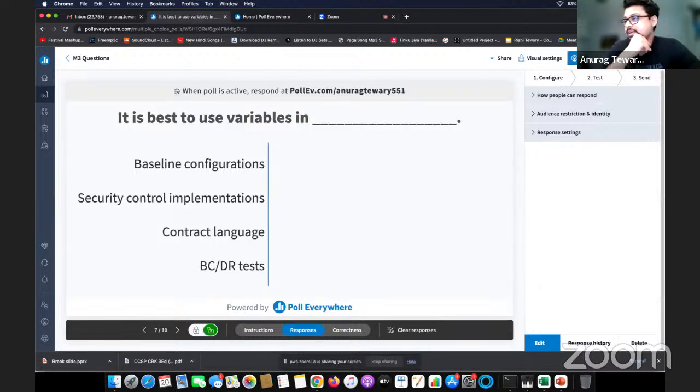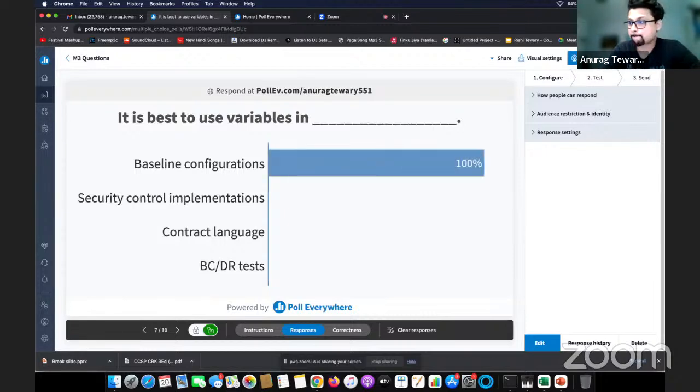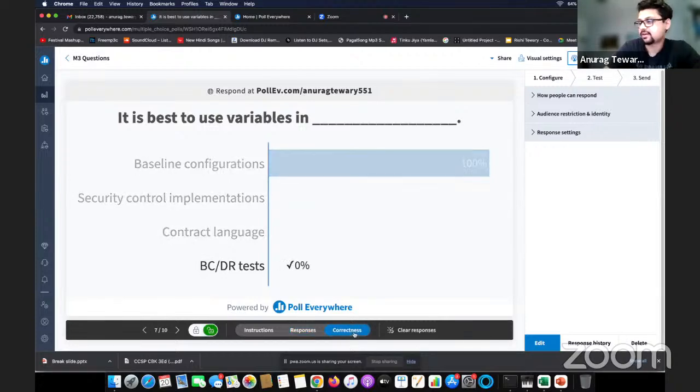So it is best to use variables, and I just spoke about it, but let's see if you were able to recollect this part. So it is best to use variables in what situation? Baseline configuration, security control implementations, contract language, or BCDR tests. Okay, I will give a few seconds more. All right, let me lock it. So that's not the right one. I just spoke about BCDR tests, like tabletop exercise.